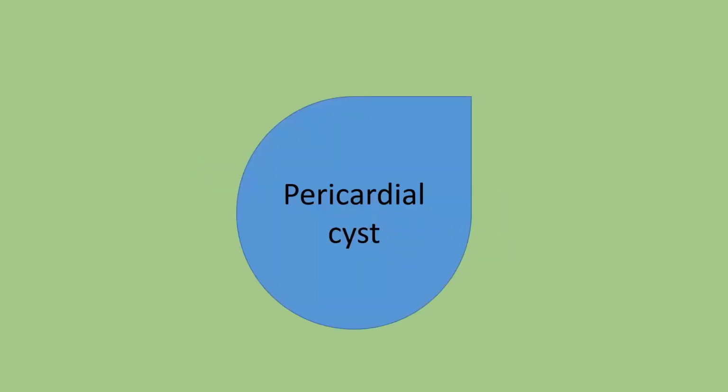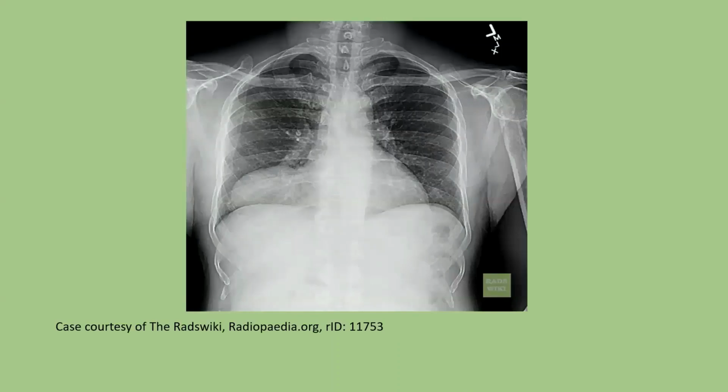Now, for pericardial cyst, what does it mean? Where is the pericardial cyst in this chest X-ray? It's the one on the right, which is this one. What is the typical location of pericardial cyst? The typical location is the right cardiophrenic angle, which is this one. It can be found anywhere, but the most common location is the right cardiophrenic angle, okay?